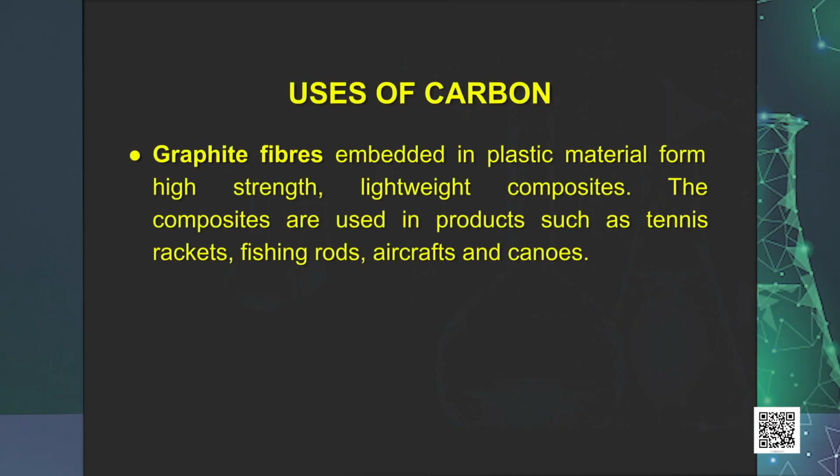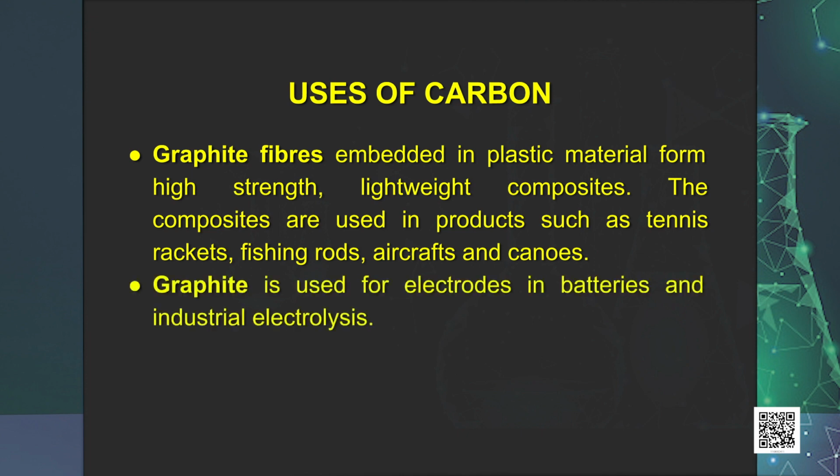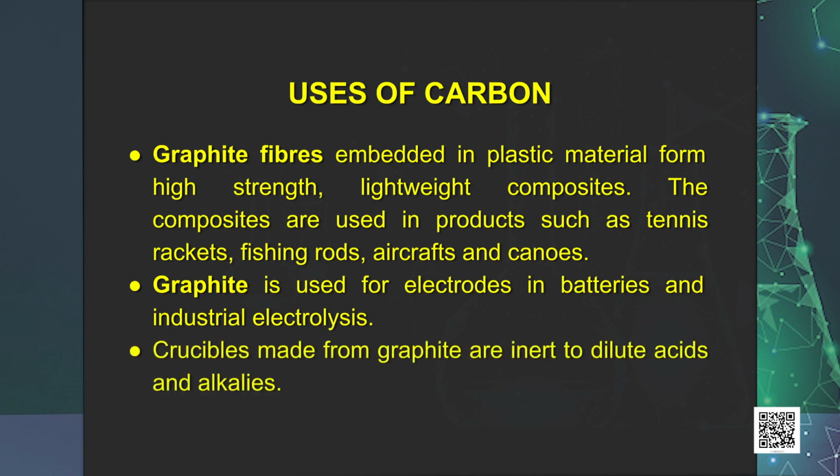Graphite fibers embedded in plastic material form high strength, lightweight composites. The composites are used in products such as tennis rackets, fishing rods, aircraft and canoes. Being a good conductor, graphite is used for electrodes in batteries and industrial electrolysis. Crucibles made from graphite are inert to dilute acids and alkalis.